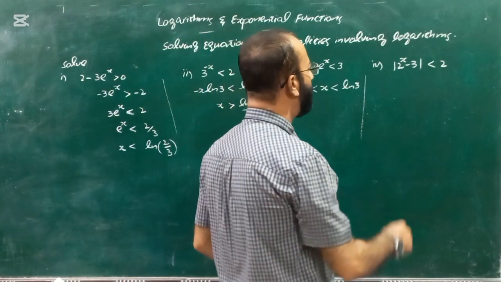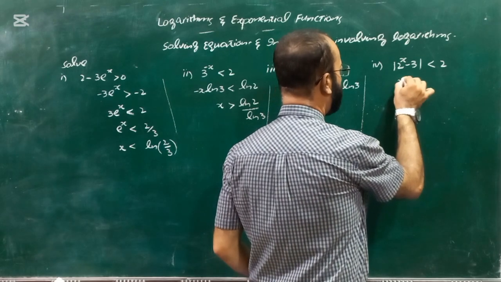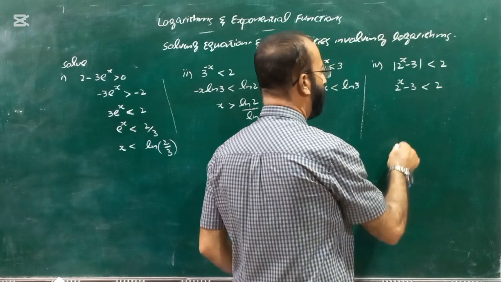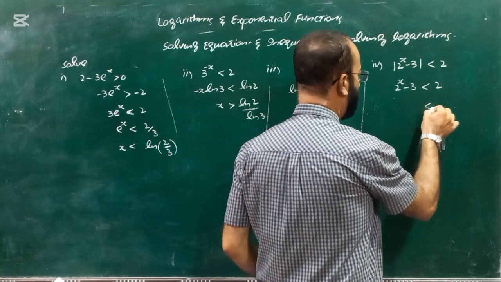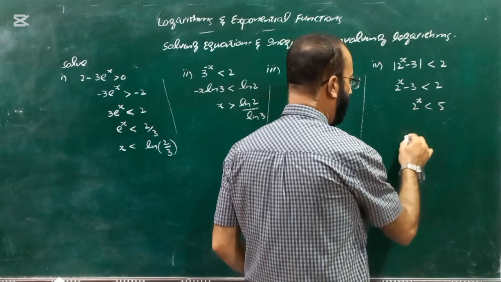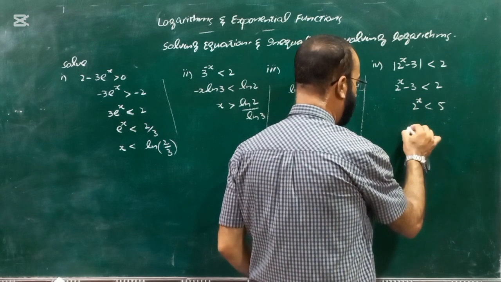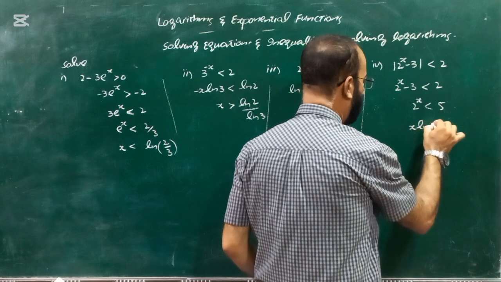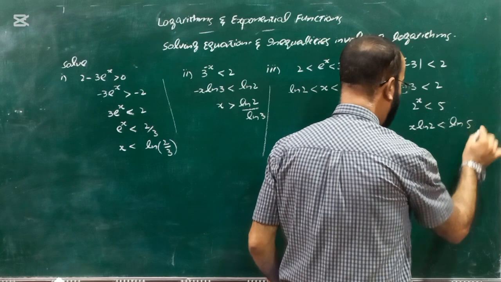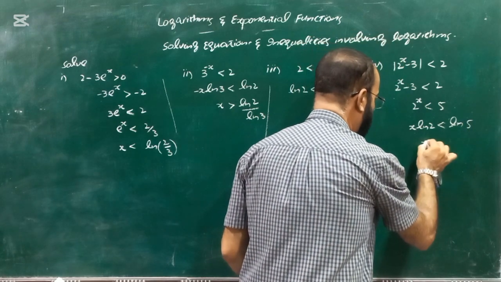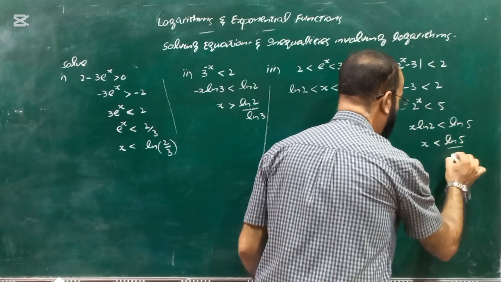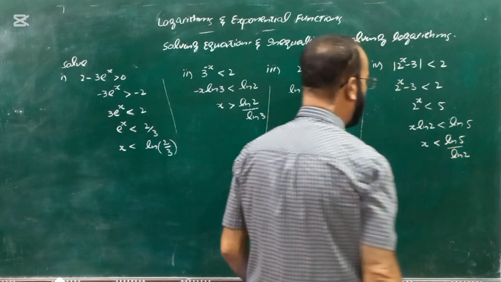In this part, if you can see, 2 raised to power x minus 3 will be lesser than 2. Okay, this minus 3 will go to the right side, so it will become 5. 2 raised to power x is still there. Take the natural log of both sides, so x natural log of 2 lesser than natural log of 5. So this natural log will go to the right side and the answer will be natural log of 5 over natural log of 2. So this is the answer.